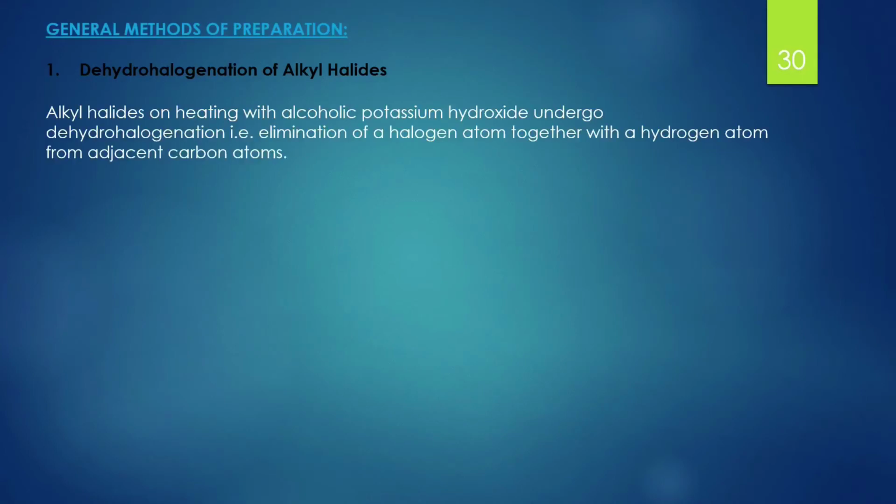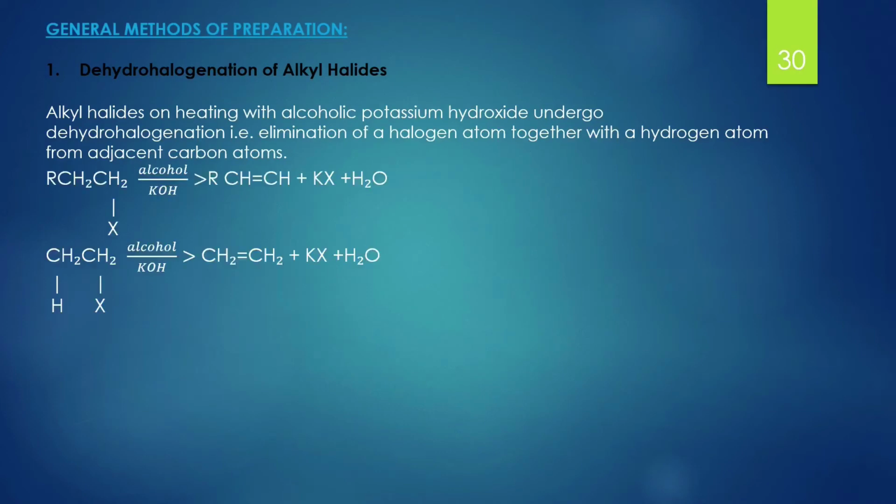Viewers, let us now discuss the general methods of preparation. There are many other methods for the preparation of alkenes, however, we will discuss two of them. First is dehydrohalogenation of alkyl halides. Alkyl halides, on heating with alcoholic potassium hydroxide, undergo dehydrohalogenation, which means elimination of a halogen atom together with a hydrogen atom from adjacent carbon atoms, as shown in the reactions below.